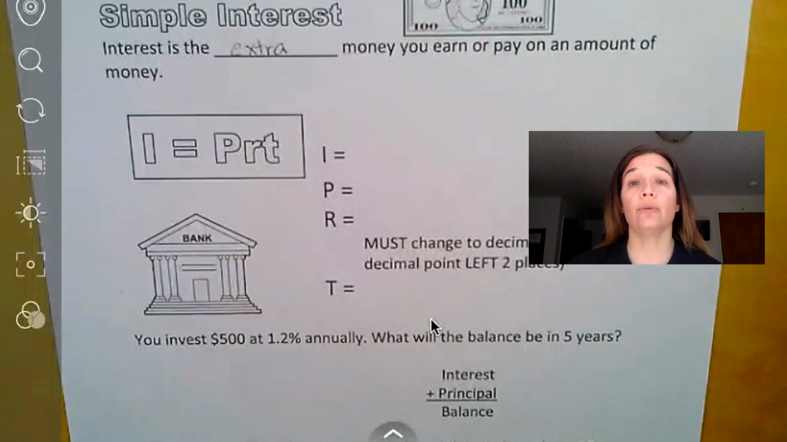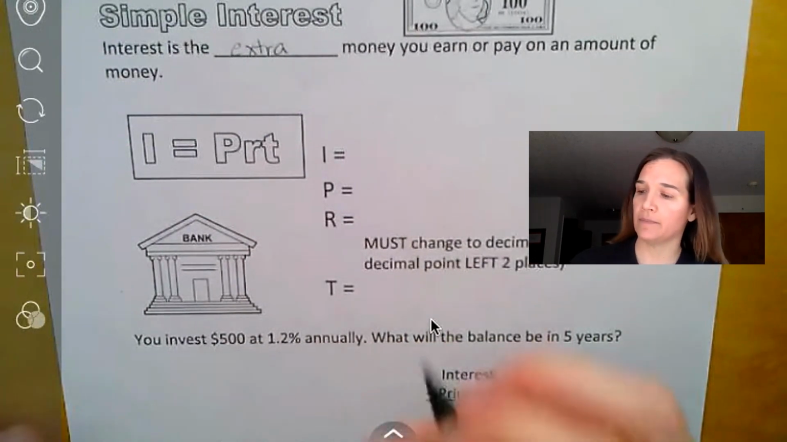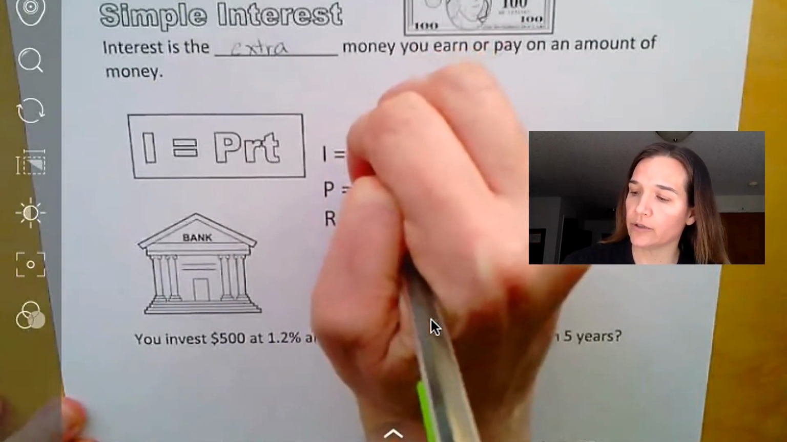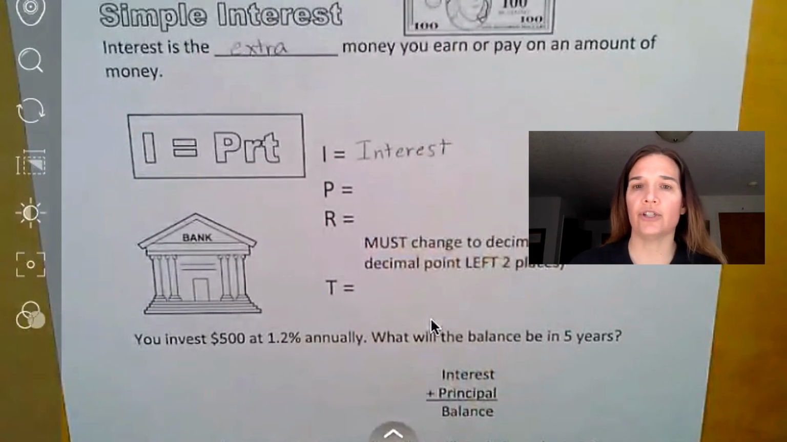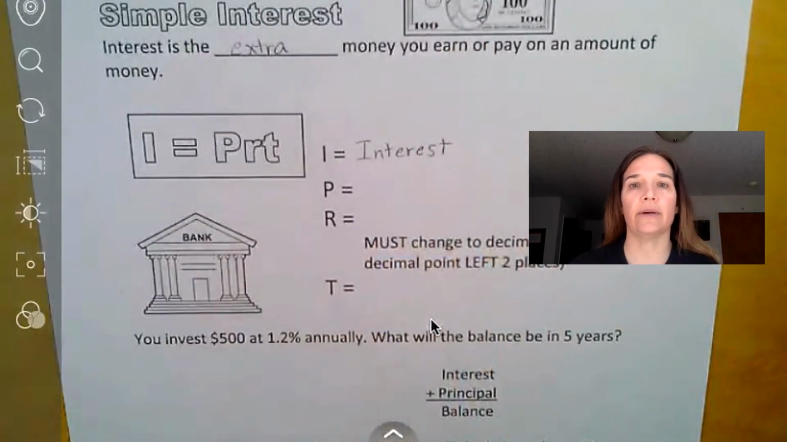Same thing, if you put money in a bank account, sometimes you'll earn interest on it for letting that money sit there and the bank getting to use it while you are not using it. All right, so then there is a formula for this. It's interest equals principal times rate times time. The I stands for interest. And again, this is just that extra money that we talked about up here.